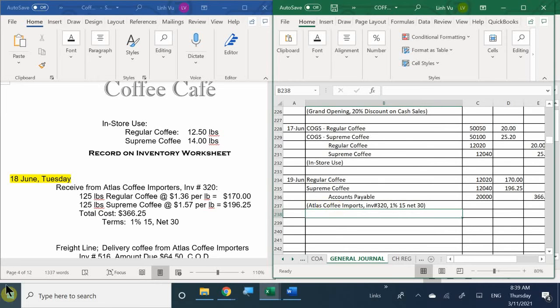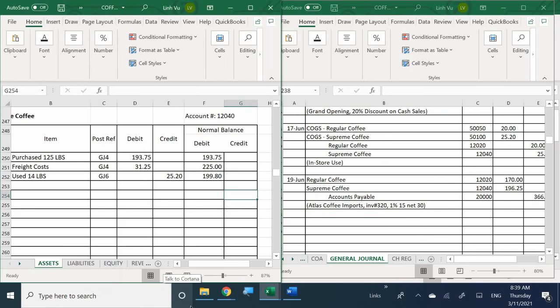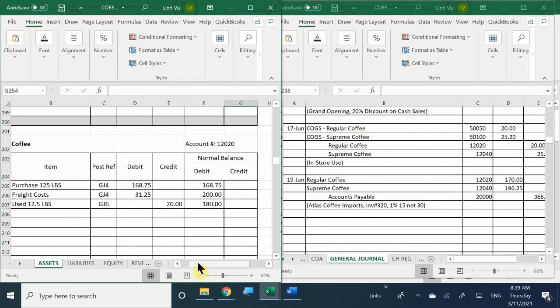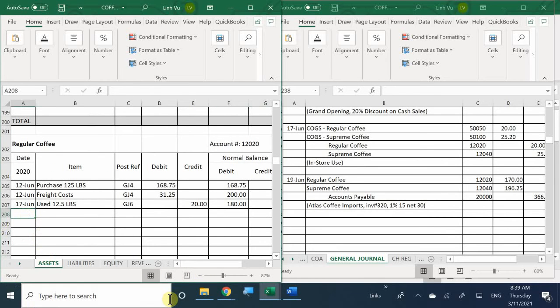Take the ledger. Okay, we got the ledger. Where would we go first? Regular coffee. We're going to go to the regular coffee. Perfect, we're already here. So what are we going to place here? Same thing as before, just say purchase 135,000. January 6. It'd be a debit for 170. So what's going to be my total balance in my regular coffee? 350. All right.